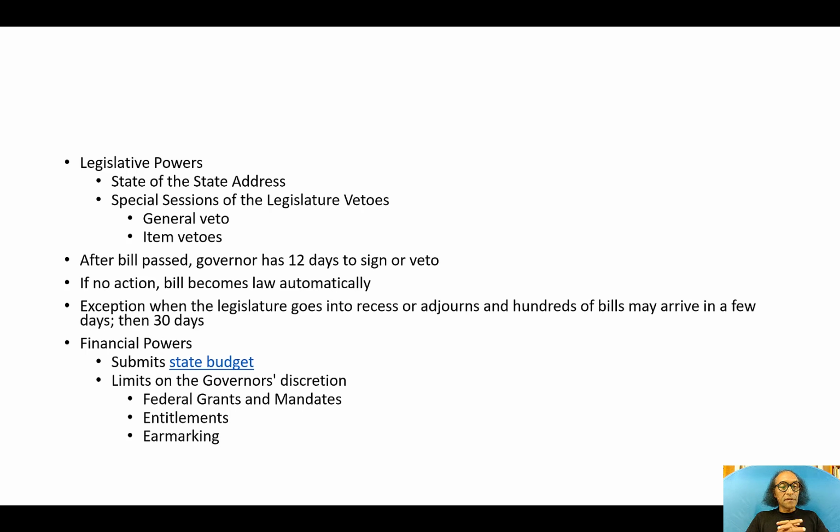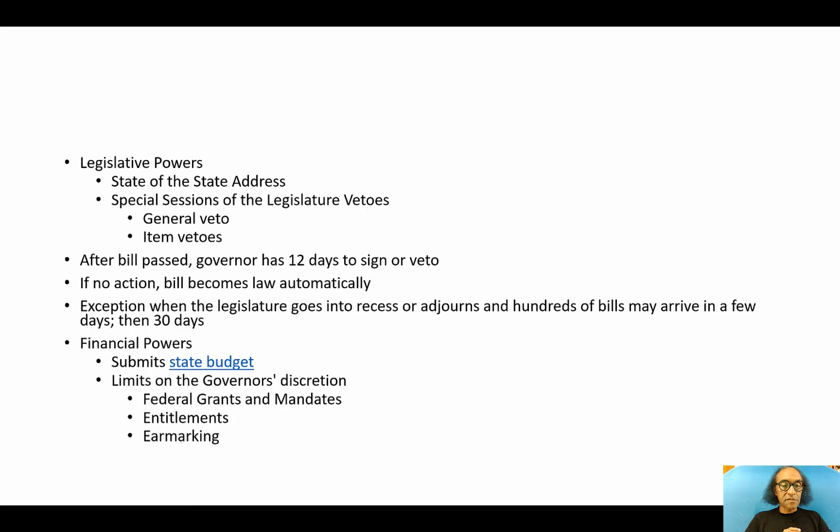We talked about the quasi-legislative powers of the president, and here the California governor has similar quasi-legislative powers, and in that, just the same as the U.S. president, the California governor provides an annual State of the State address, talks about what the current situation is in the state, and then talks about his vision and plans for the coming year.